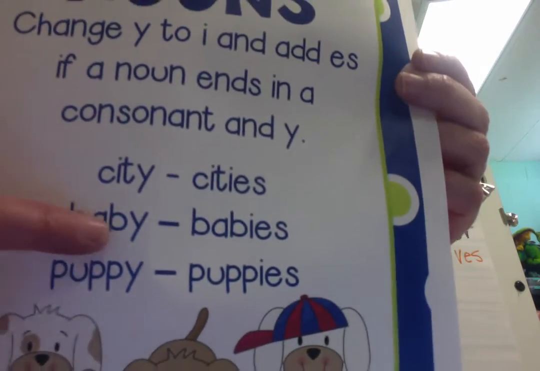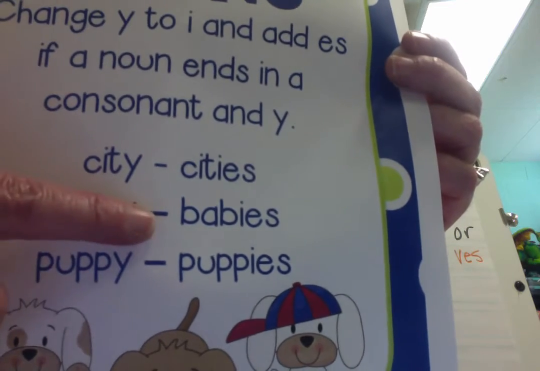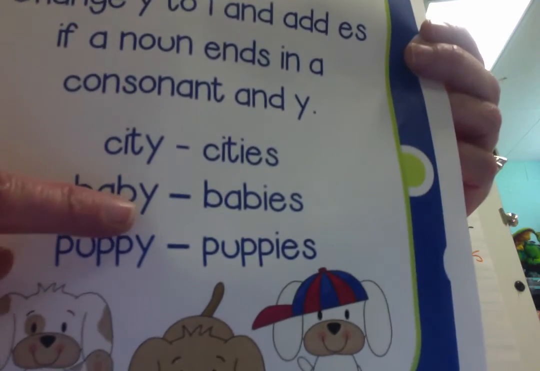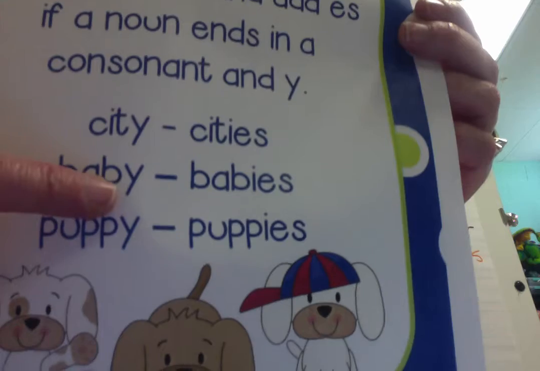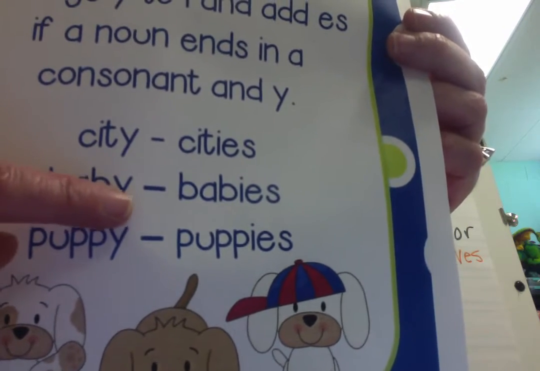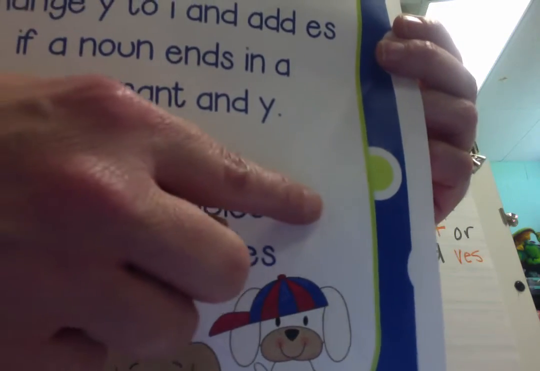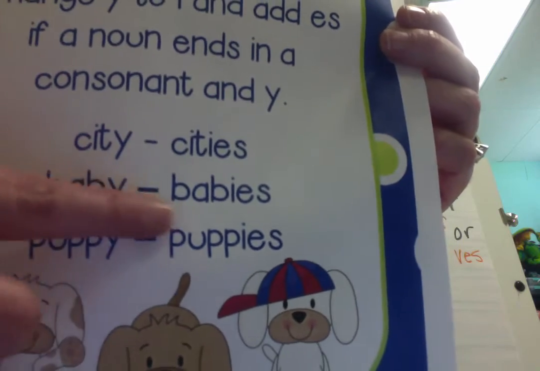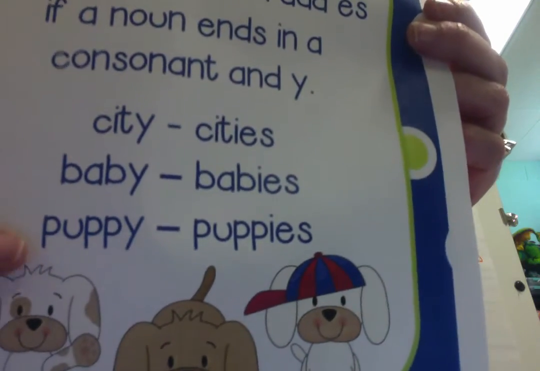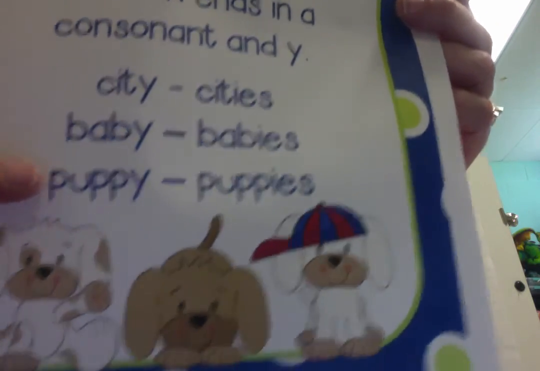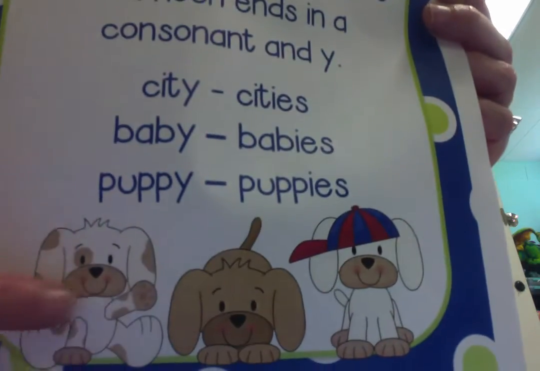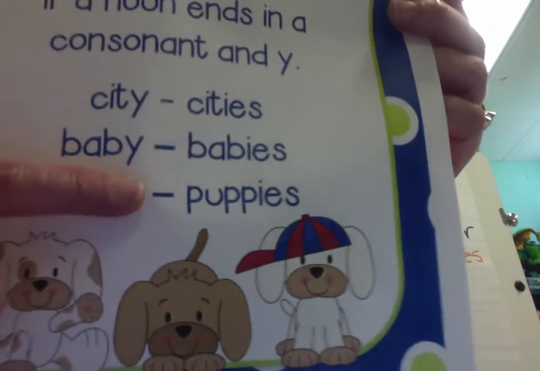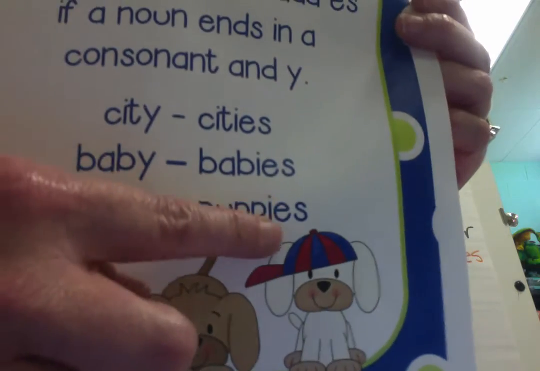Here I have one baby, but I want to have more than one baby to make it plural. I actually change my Y to I, and I add ES. So baby becomes babies. Here I have puppy. If I have more than one puppy, and you can see that right here by this picture, I'm going to change my Y to I, and I'm going to add an ES.